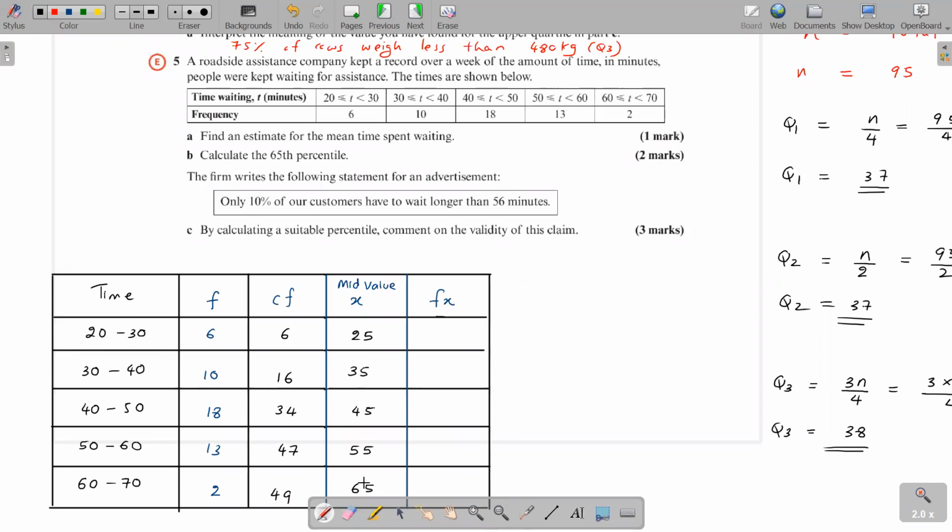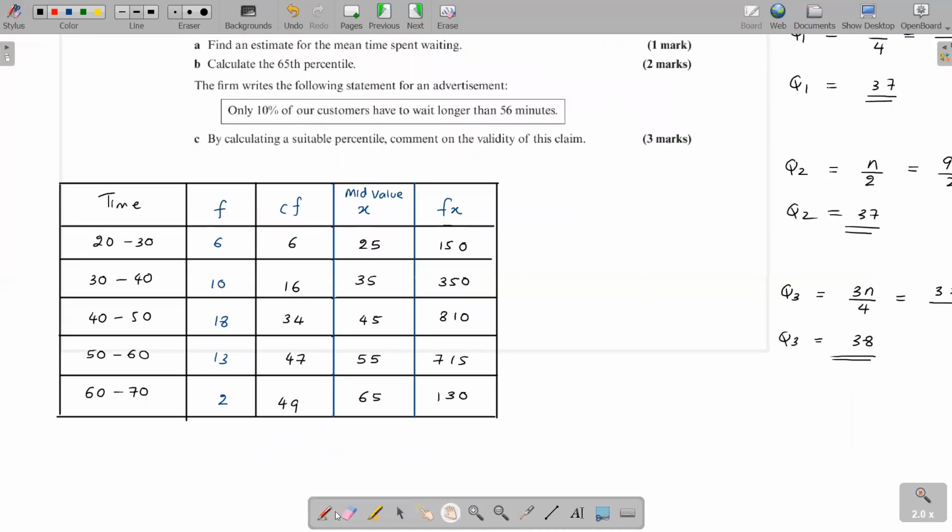And then the fx value. The fx value is when you multiply the frequency with the midpoint. Remember, you multiply the frequency with the midpoint, not the cumulative frequency. So 6 into 25 is 150. 10 into 35 is 350. 18 into 45 is 810. 13 into 55 is 715. 2 into 65 is 130. Check these figures, and then the total.